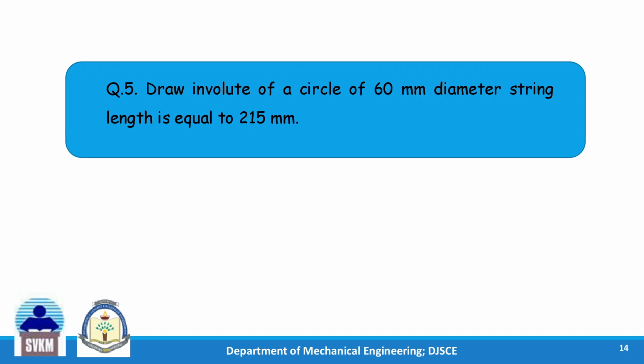So that is around 188.49. So around 189 mm, let us take. 189 mm is the length of the circumference and the string length is more than 189, it is 215. So in that case, what will happen for one complete winding? The end point will not touch the circle in one complete winding. It will need a few extra windings so that it will touch the circle. Let us see the procedure for this involute.